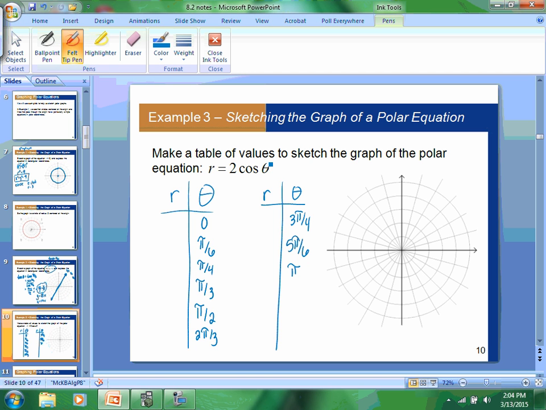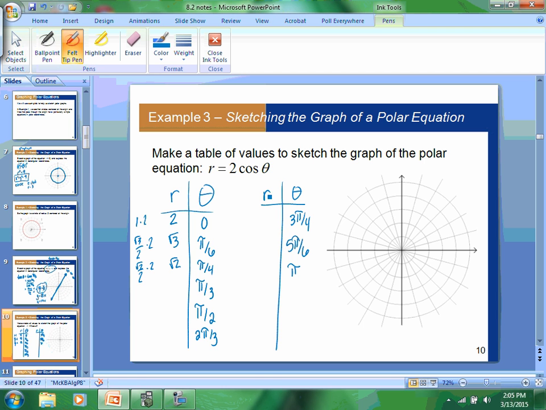So I have 0, so that would be cosine of 0. Cosine of 0 is 1, and then I have to take that 1 times 2, so I get the 2. Pi over 6, the cosine of pi over 6 is going to be square root 3 over 2, and then I have to multiply that by 2, so I get the square root of 3, which is about 1.71. So we might have to do a little estimating here. Pi over 4, when I substitute that in and take the cosine of it, I'll get square root 2 over 2, and then I have to multiply that by 2, so I get the square root of 2, which is about 1.4.